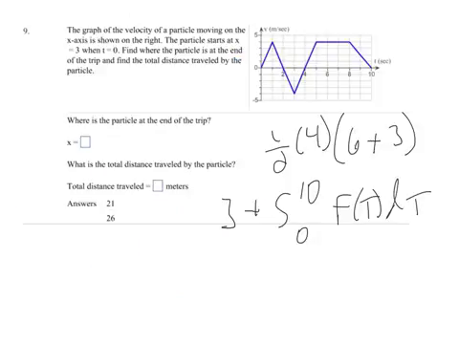So for this question, we've got the graph. They're asking us where's the particle at the end of the trip. So that's at t equals 10. So one thing I noticed is that this area is positive, this area is negative, and they're equal. So they're going to cancel off. So then I just got to worry about the area of this triangle, or this trapezoid.